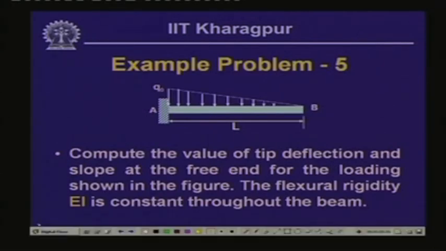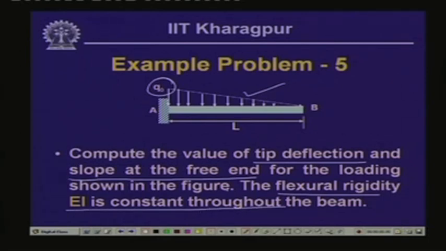Well, you have another example over here. You have to compute the value of the tip deflection and slope of the free end for the loading shown over here. Here the loading is a triangularly varying load with zero intensity over here and maximum intensity q0 at this particular end. The flexural rigidity EI is constant throughout the beam. You have to compute the value of the tip deflection and slope at the free end.